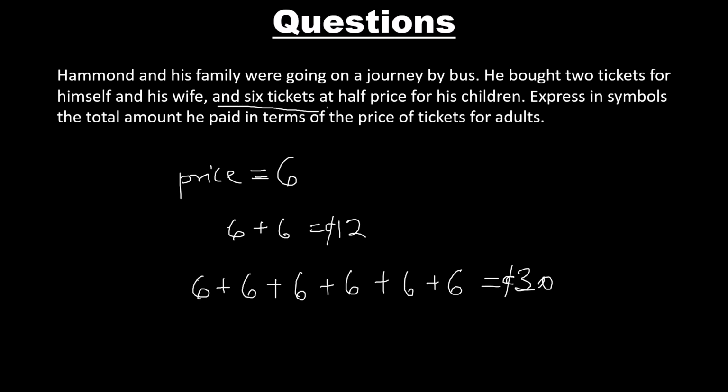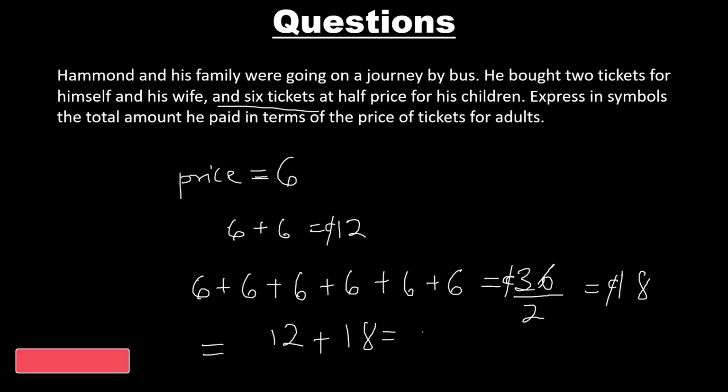But interestingly, he bought the 6 tickets at half price for his children. So half of 30 is actually, I think this is 6. 1, 2, 3, 4, 5, 6. 6 times 6 is 36, not 30. Good. So half of 36 should give us 18 cedis. This is how much he paid for the tickets for his children. So in total, he paid 12 plus 18, that is 30 cedis.